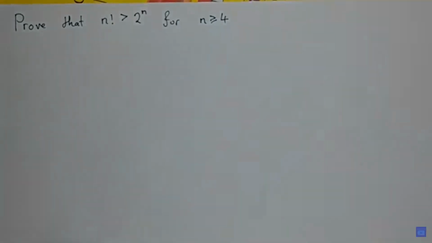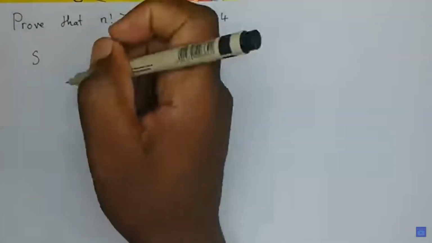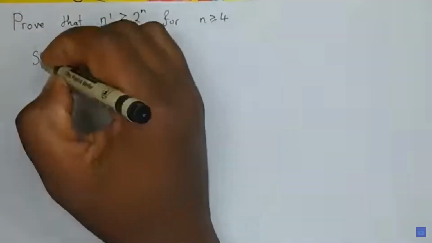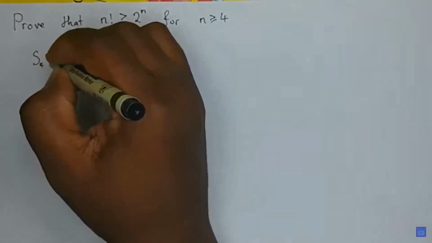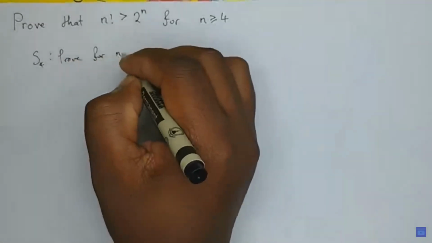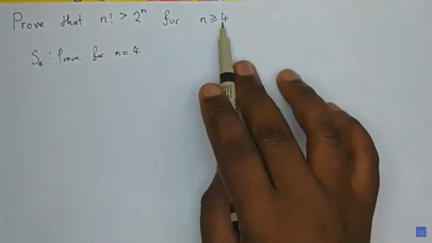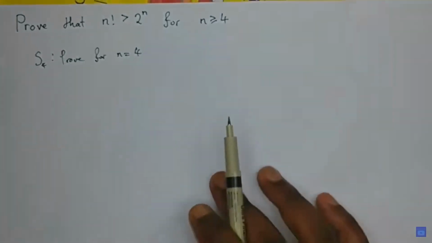You can use 5 as well, it's just okay. So in our first step, we call it S1, but in this case, as we're using 4, we're going to call it S4. So we're going to prove for n equal to 4. You can use 4, you can use 5, anything greater than 4, because we're saying greater or equal to. So let's prove for 4.